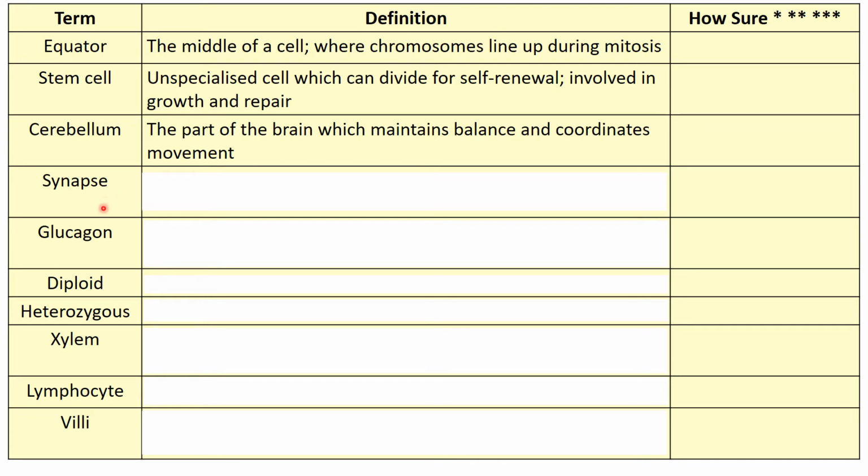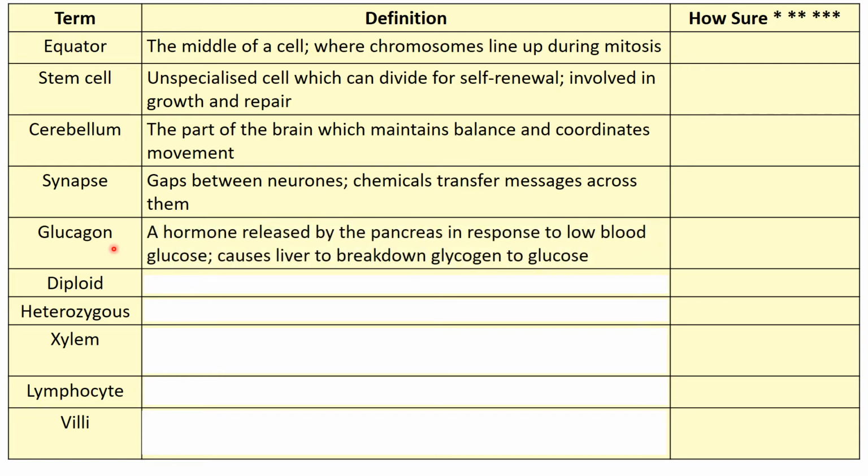Then you've got synapse, so that is a gap between neurons. So this is from the control and communication topic, and chemicals transfer messages across them. Glucagon is a hormone, and it's released by the pancreas when blood glucose levels are low. And you might have also said what its function is, and its function is to turn glycogen into glucose at the liver.